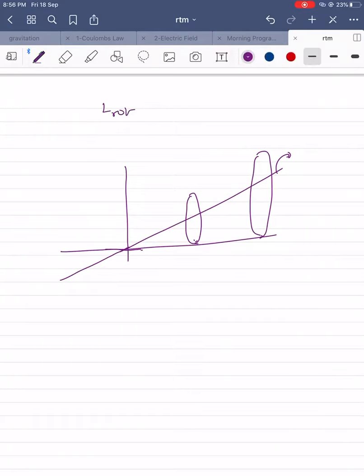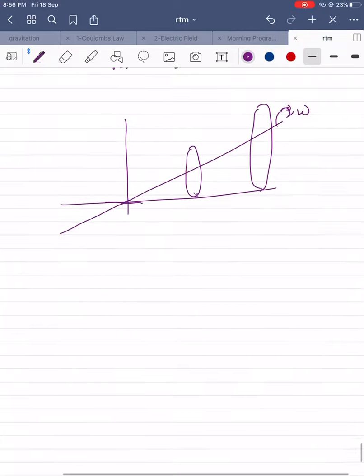L rotational bar plus L linear. They are moving with the angular velocity omega. What is the angular velocity? L bar about the center of mass, tau bar, is equal to I omega bar. Okay, what is the omega?